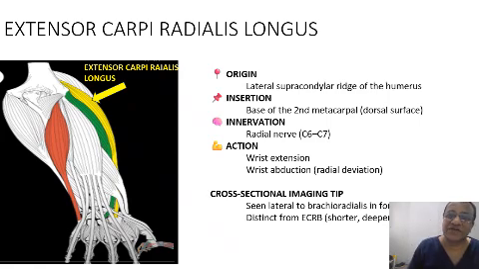ECRL is innervated by the radial nerve, specifically the C6 and C7 spinal roots. This is clinically significant. Injury to the radial nerve, whether from humeral fracture or compression, can lead to wrist drop due to loss of extensor function of the wrist. ECRL is often spared in low radial nerve lesions because its innervation arises more proximally.